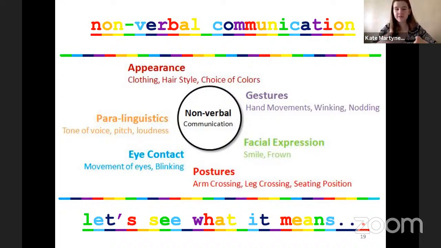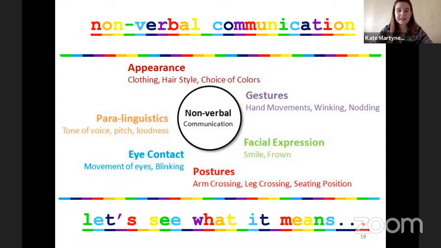Then eye contact, movement of eyes, blinking. It was a good example with Joey, how he stared. It was priceless, very good acting. Then let's talk about appearance. This is how we look: our clothing, our hairstyle, our choice of colors. It also helps in our nonverbal communication to show that we are interested in this person or we are not interested in this person, how we treat people, and so on.